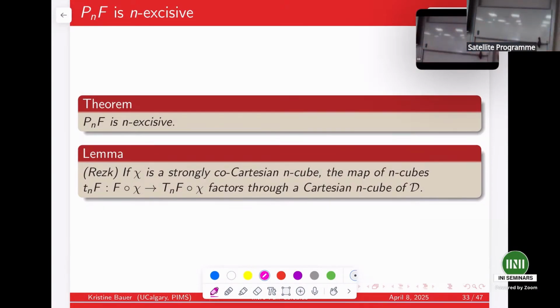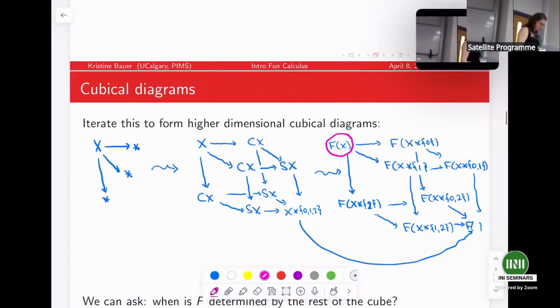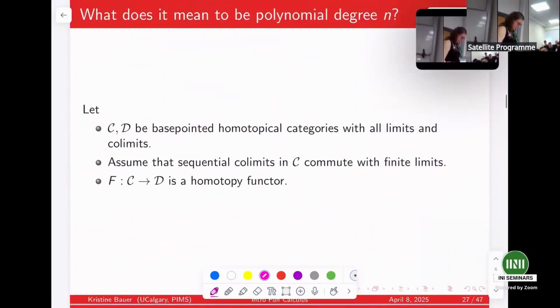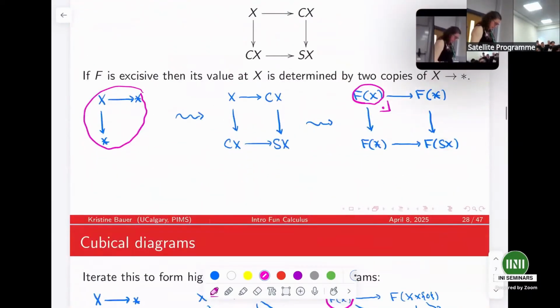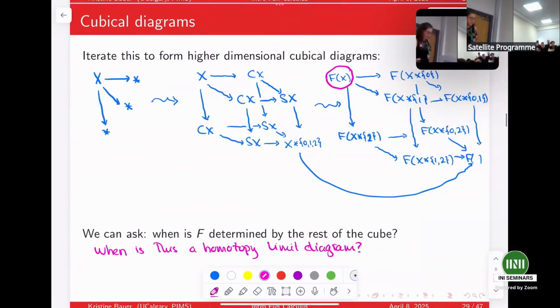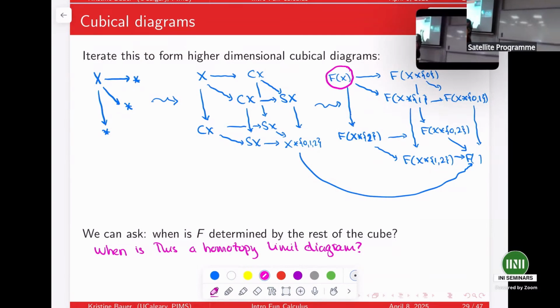Yep. So n-excisive means that when I take, oh, where'd they go? At some point I put the definition, but maybe I did not. That was an oversight. I'm sorry. So being n-excisive was described on this slide, but I forgot to put the actual definition. So it means that if I take a strongly co-Cartesian cube and I hit it with F, then the resulting thing is a Cartesian cube. Okay, so let me correct that by putting the actual definition on here.